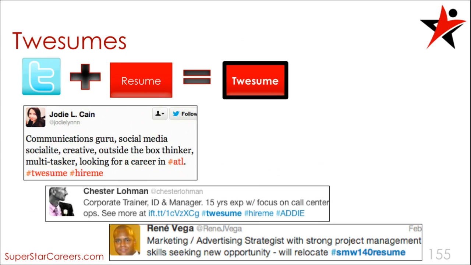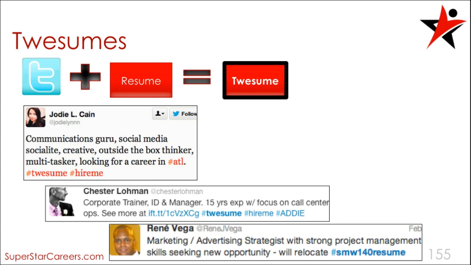Now on to the Twesume. To appreciate the Twesume, you have to know something about Twitter. Twitter is a social media platform that helps people communicate crisply. Each message, or tweet, is capped at 140 characters. So this is clearly a tool where less is more. When you combine the words Twitter and resume, they form the word Twesume.